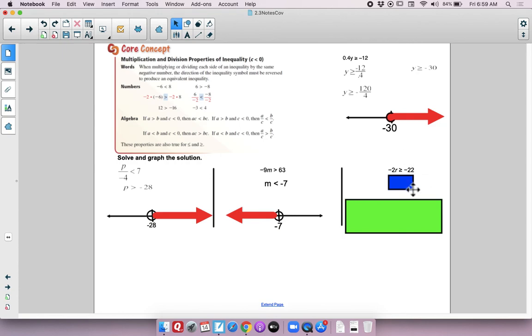And obviously this one you're going to divide by negative 2, flip that switch, don't forget. A lot of times I like to go alert, alert, alert. Got to remember to flip that switch. Key point is 11. Closed dot, arrow to the left.